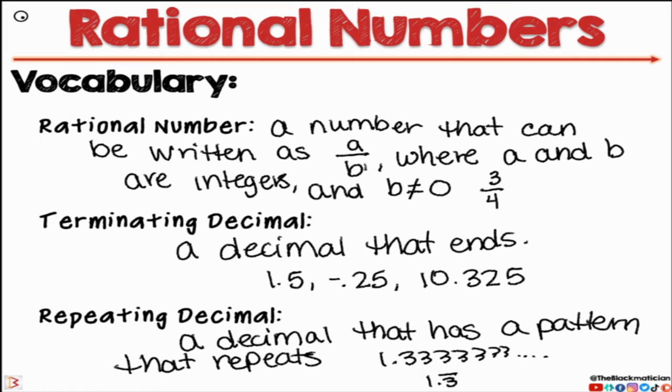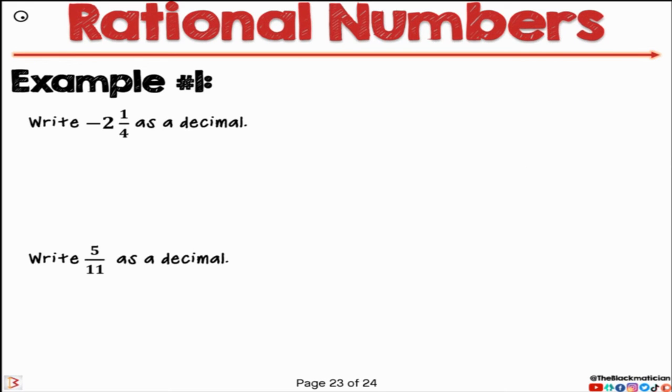All right, let's get into some examples. Example 1, write -2 and 1/4 as a decimal. The first thing that I would do is turn this mixed fraction into an improper fraction. The way to turn mixed fractions into improper fractions is to take the denominator, multiply it by the whole number, and then add the numerator. I know that seems kind of strange, but give me 1 second. We're going to take the denominator, so 4, multiply it times the whole number, and then we're going to add the numerator. I'm going to put parentheses so we don't just do everything all at once.